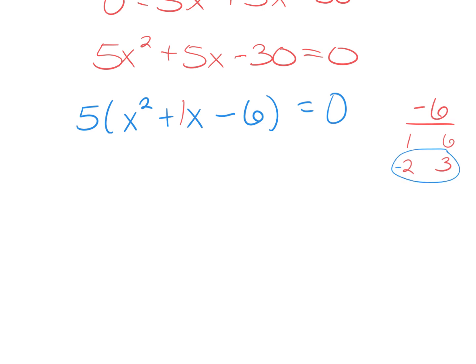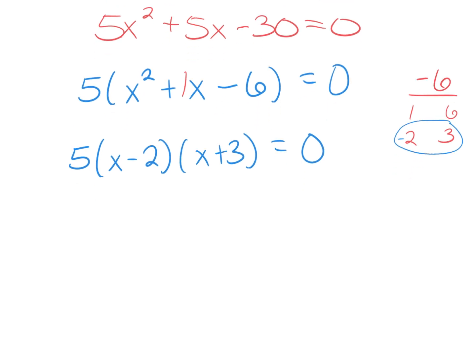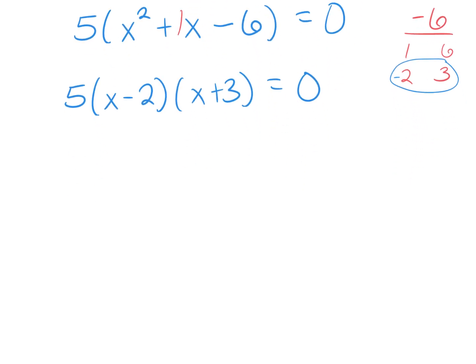How do I write that? Do you agree I still have the 5? Yes. Okay. How do I write it? 5 times x minus 2, x plus 3 equals 0. Are we almost done? Yes. How do we find our zeros? The opposite. Right, you can think opposite. You set them all equal to 0.